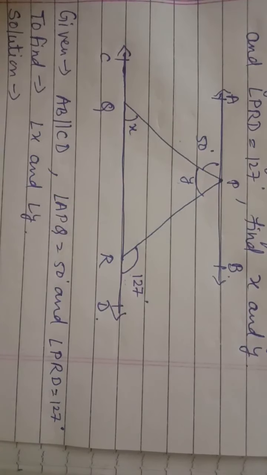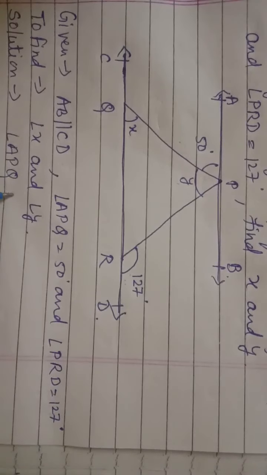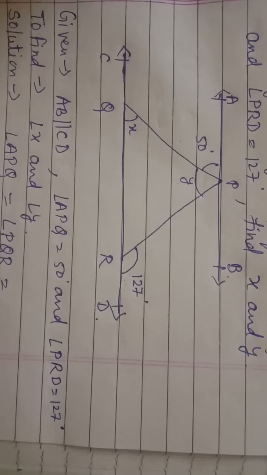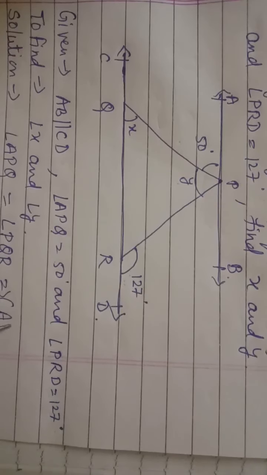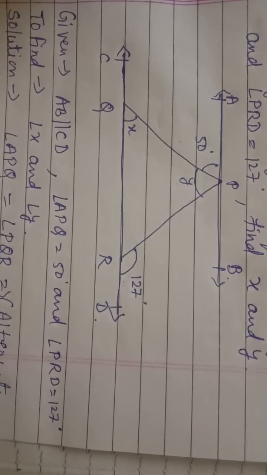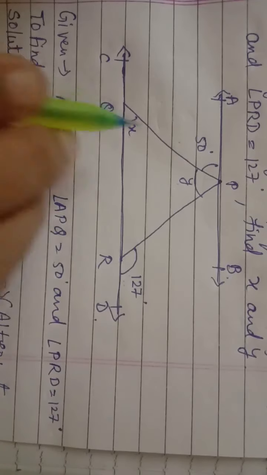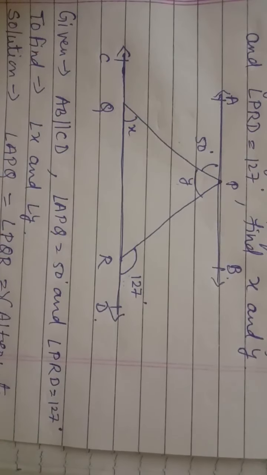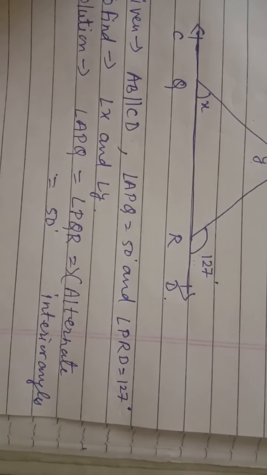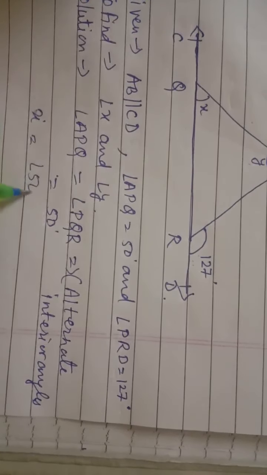So now angle APQ is equal to angle PQR, alternate interior angles. So APQ is equal to 50 degrees. So angle PQR will also be 50 degrees. Okay. So the value of X is equal to 50 degrees.